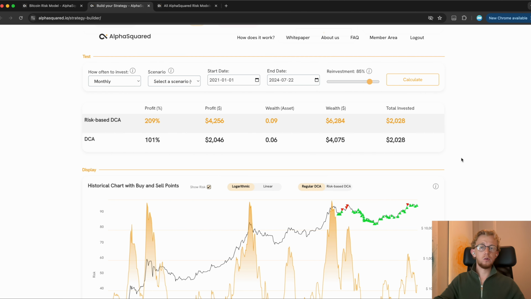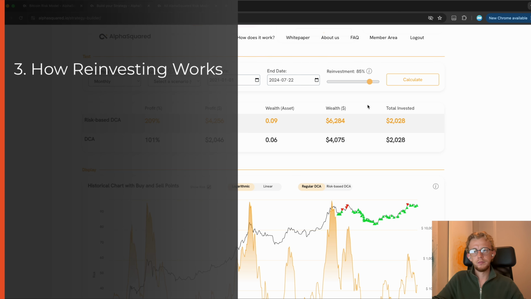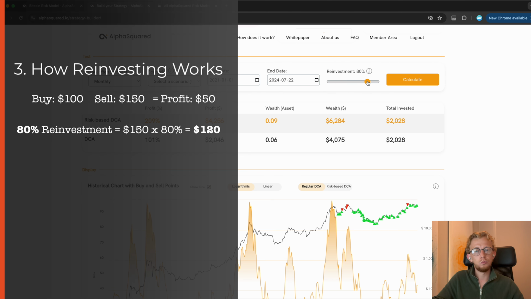Now, let's talk about how reinvesting works using the risk model and risk-based DCA. So reinvestments are actually a pretty important part of risk-based DCA. So to exemplify, suppose you invest $100 into Bitcoin and sell it for $150, making a $50 profit. Setting this reinvestment slider to 80% would mean that you reinvest 80% of those $150 that you sold for, which equals reinvesting $120. Now remember that the remaining $30 will be kept on the sidelines forever.